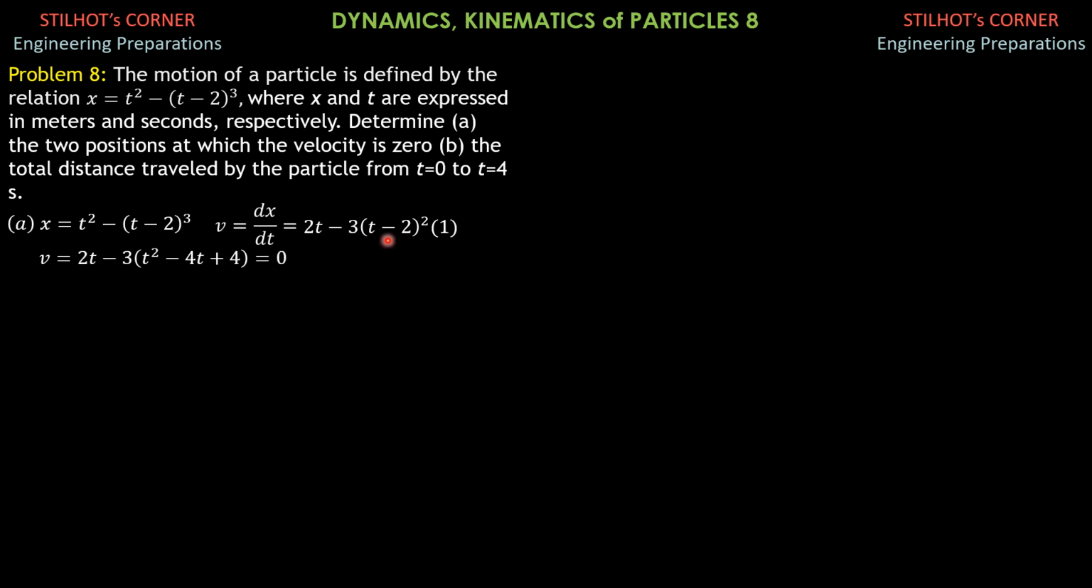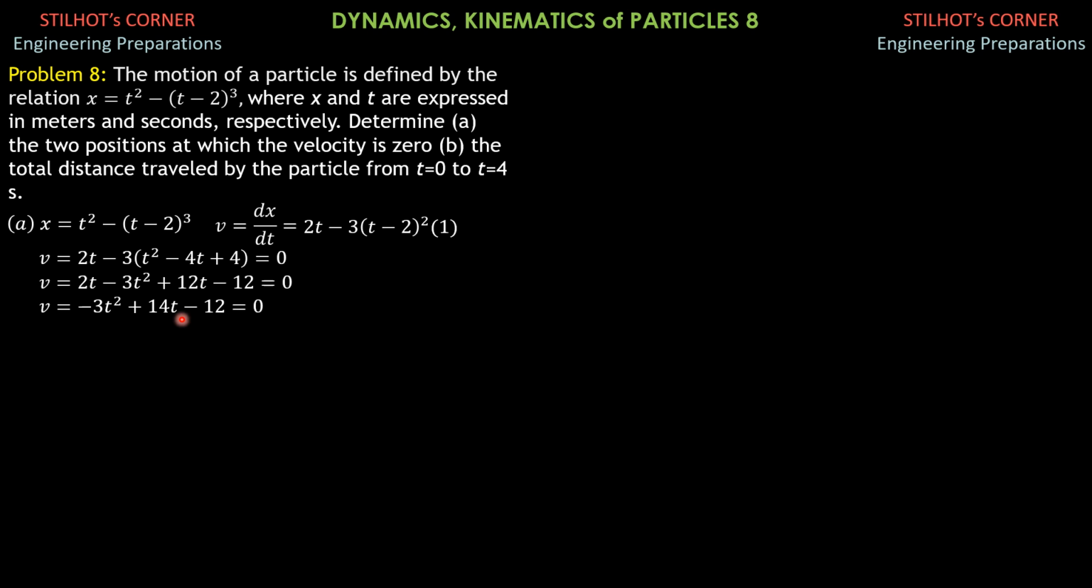We expand the expression inside this parenthesis, distribute and simplify. v is 2t minus 3t squared plus 12t minus 12 equals 0. So v equals negative 3t squared plus 14t minus 12 equals 0. This problem is calculator aided.